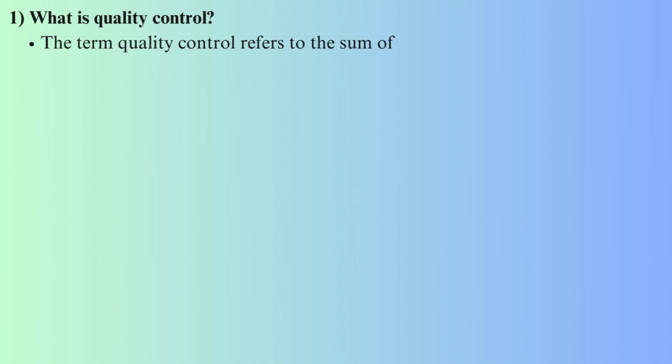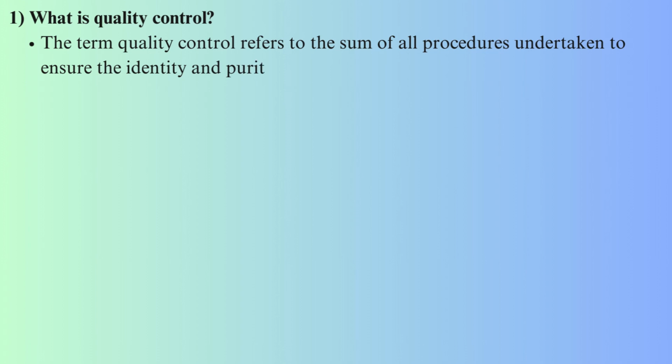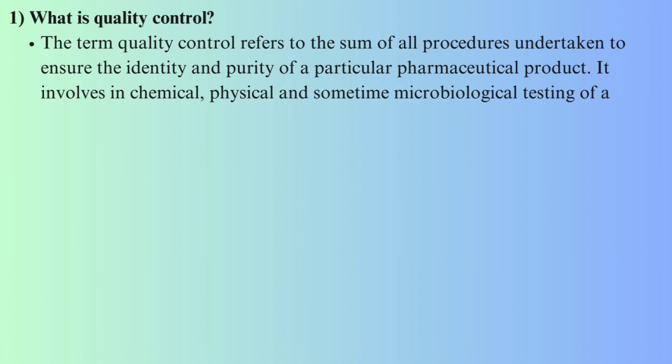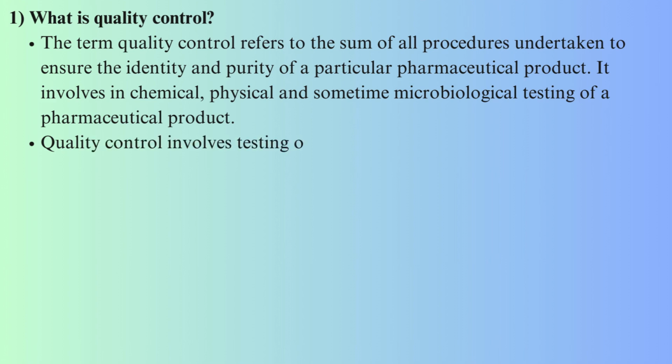What is quality control? The term quality control refers to the sum of all procedures undertaken to ensure the identity and purity of a particular pharmaceutical product. It involves chemical, physical and sometimes microbiological testing of a pharmaceutical product. Quality control involves testing of pharmaceutical products against the specifications.